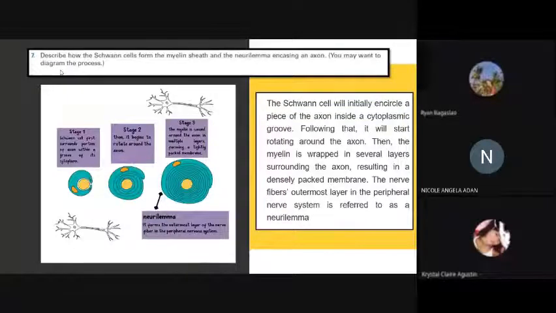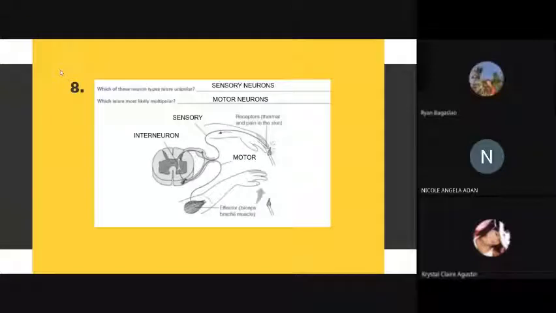For number eight, correctly identify the sensory afferent neuron, interneuron, and motor neuron in the figure below. So, which of these neuron types is or are unipolar? Our answer is sensory neurons. Then, which is or are most likely multipolar? Our answer is motor neurons.